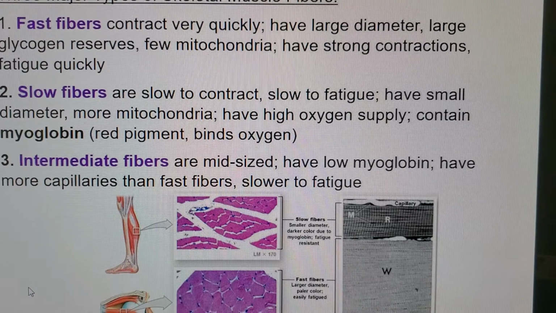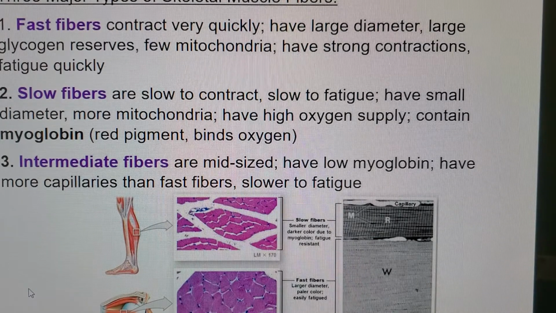We have fast fibers, slow fibers, and intermediate fibers. Fast fibers, they're quick on, quick off. They can't keep going for a long time. Strong contractions, and they're gone. Slow fibers are slow to contract, slow to fatigue, and they're going to last a lot longer. They have more mitochondria in them, they have a higher oxygen supply, and they contain myoglobin. And myoglobin is the red pigment that binds oxygen. Intermediate fibers, halfway in between.